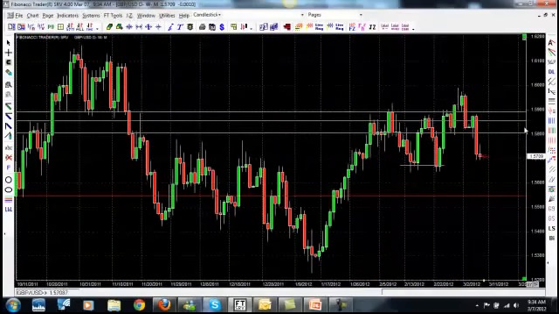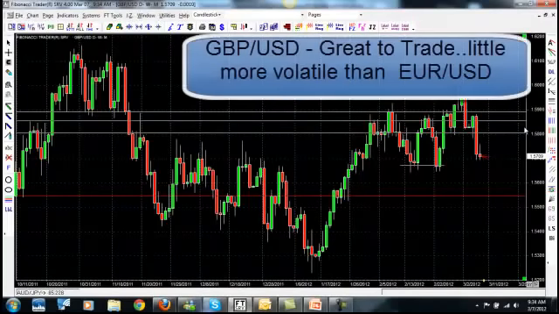Now here's a pair that I love, and this is the pound dollar. This currency pair usually moves in the same direction. So when the pound dollar is going down, the Euro dollar is also usually going down. But this currency pair is a lot more volatile than the Euro US dollar.